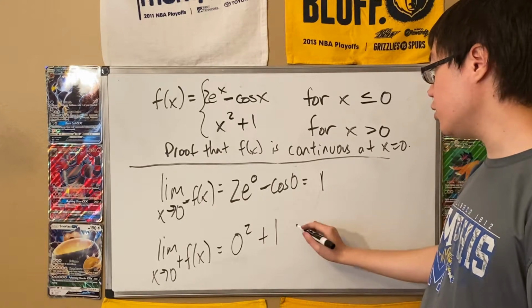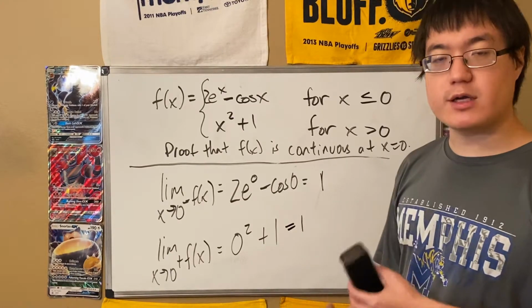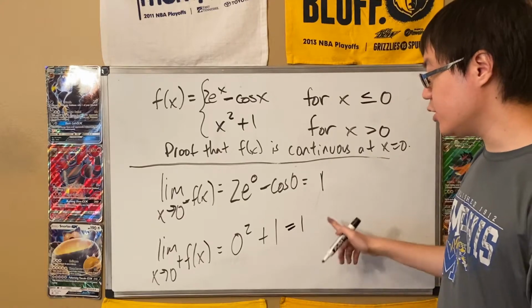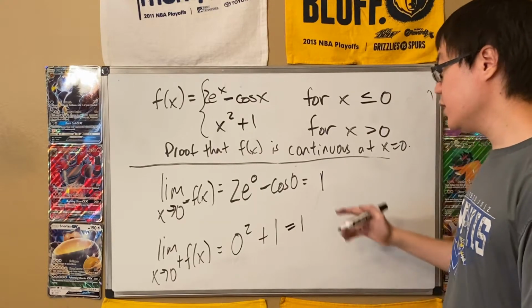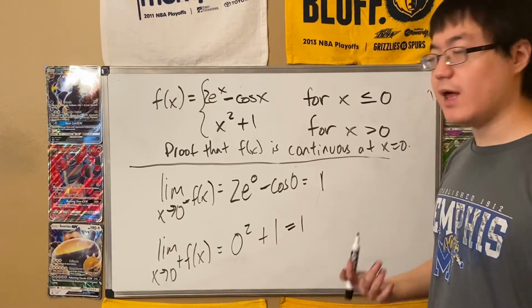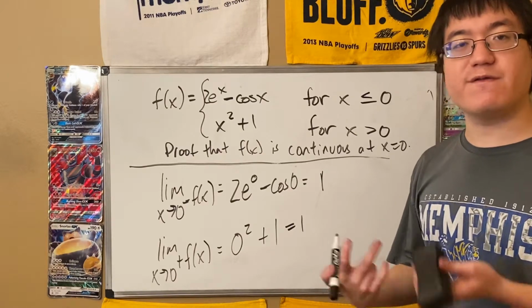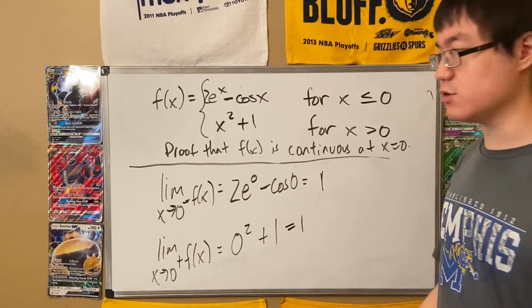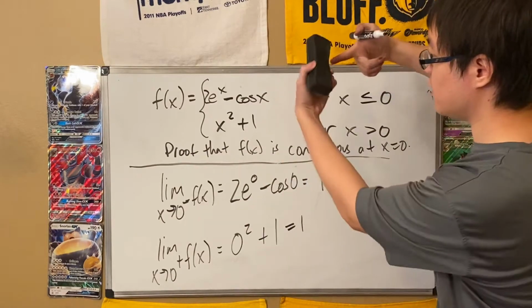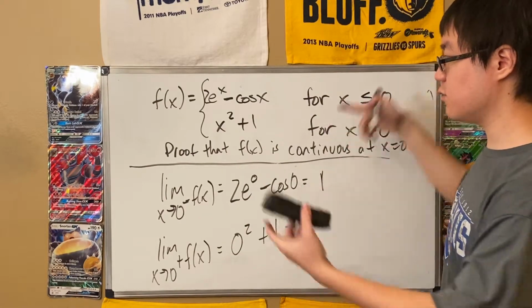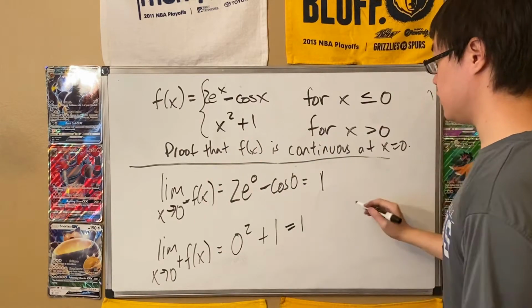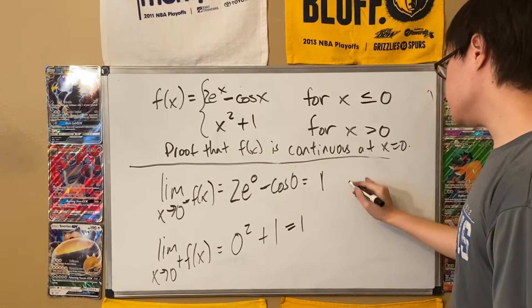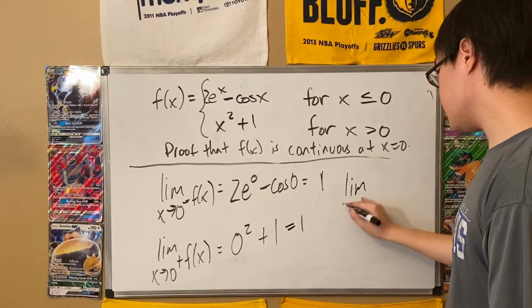When you plug in 0, you notice you'll get 1. So this is the great scenario, the best case scenario, because 1 does equal 1. So because 1 does equal 1, that means that we know a third quantity, which is the full limit, or the limit from both sides, that also equals 1, because the left limit equals the right limit, which is equal to 1. So in this case, from both sides, we're going to the y value 1.